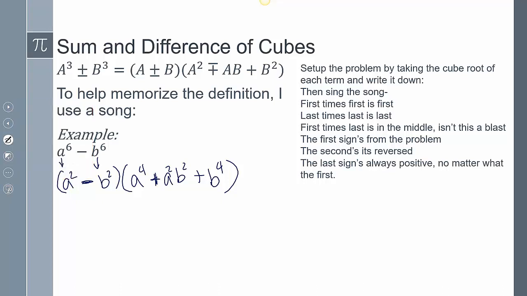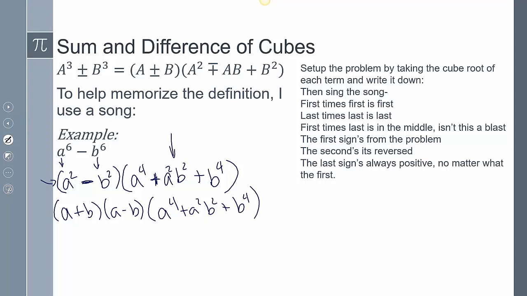Now notice this factors further. It's a difference of squares. So this will factor into a plus b times a minus b, and I still have this a to the fourth plus a squared b squared plus b to the fourth. Now if you're wondering, does this ever factor? The answer is no. That does not factor further.